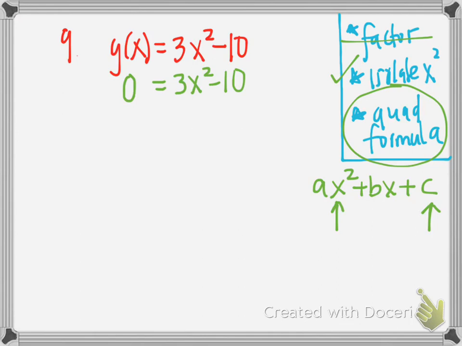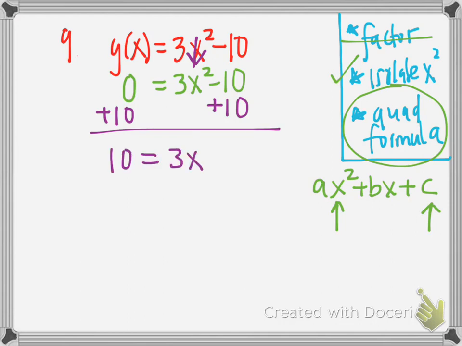So for the isolate x squared method, I would try to get the x squared alone by first moving what's not attached to the x squared. So that would be moving this 10 over by adding 10 to both sides. So I get 10 is equal to 3x squared. And then one more step to isolate the x squared. I almost choked there. And that is divide both sides by 3. You can't divide 10 and 3, so just leave it as 10 thirds. And that's equal to x squared.